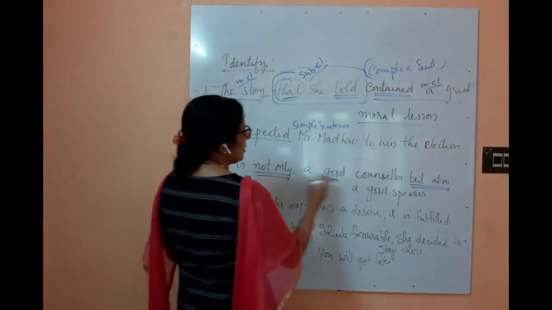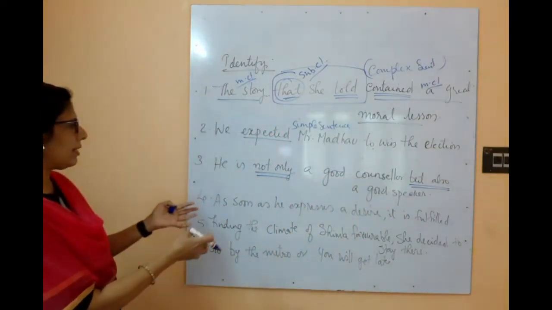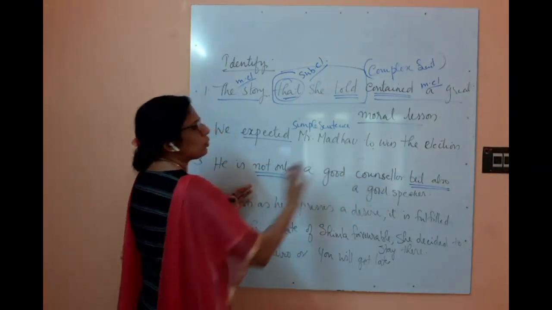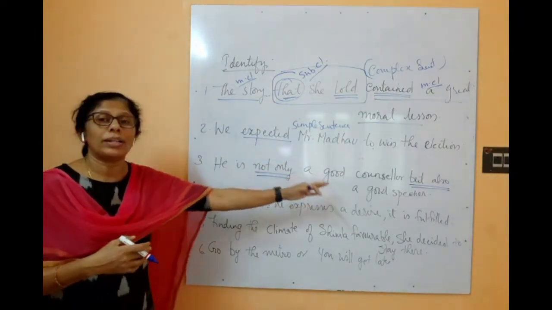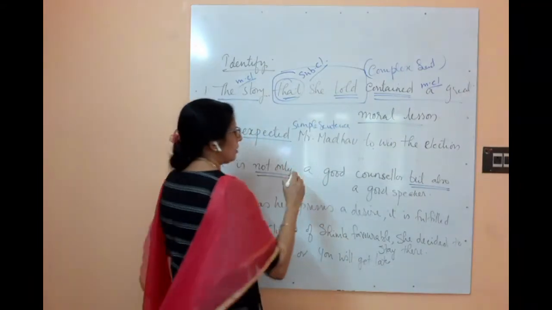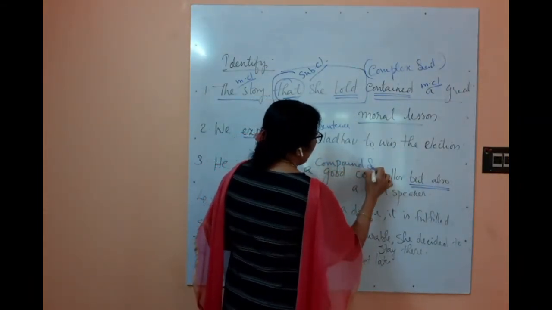Okay, so he is a good counselor, he is a good speaker. If you split these sentences, the sentence will be like this: he is a good counselor, he is a good speaker. So when we combine, he is not only a good counselor but also a good speaker, two qualities for the same person. Understood? And not only but also coordinating conjunction is used there. So this is a compound sentence.